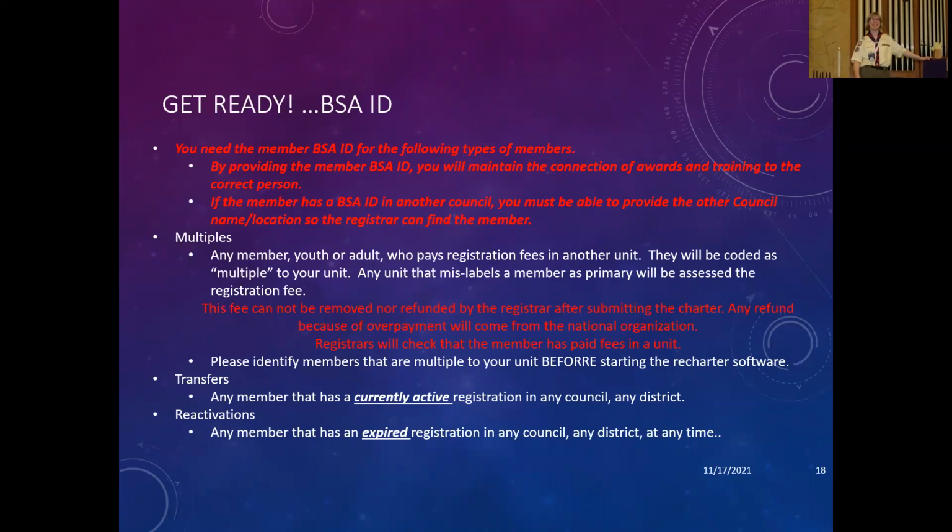So a multiple person, any member, youth or adult, who pays registration fees in another unit is multiple to you. Any unit that mislabels a member as primary will be assessed the registration fee. This fee cannot be removed nor refunded by the registrar after you hit submit on your charter. Any refund because of overpayment will be coming from the national organization.